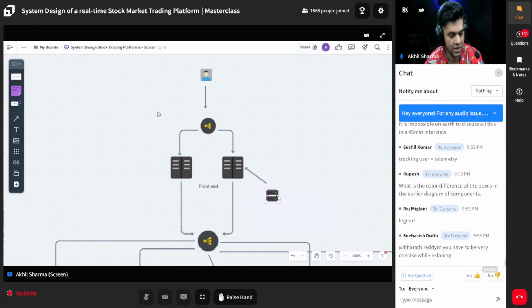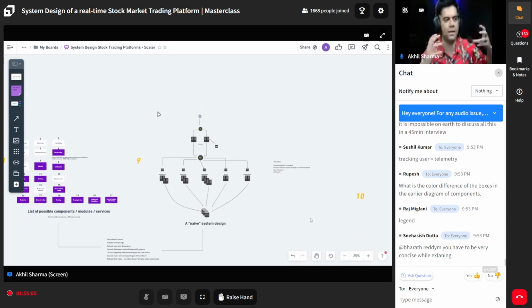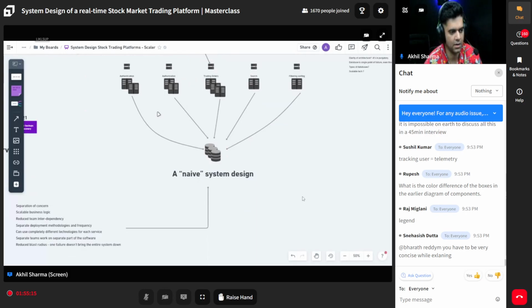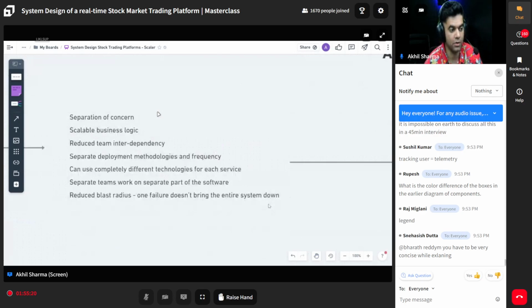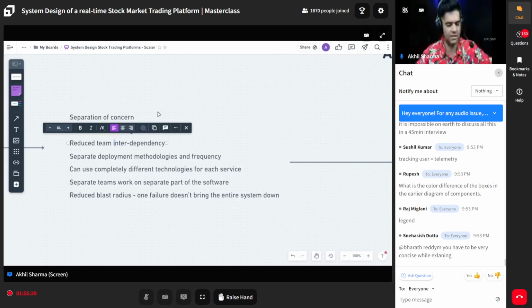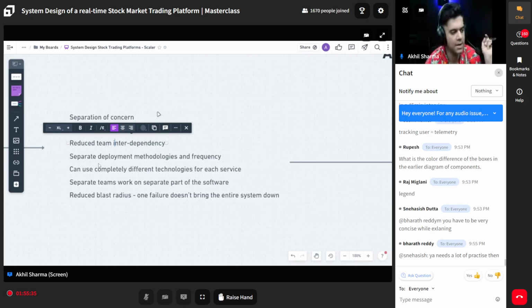Earlier, we created a system design from the perspective of someone with 0 to 6 months of experience. Now we're creating a system design from the experience of, let's say, somewhere between eight months and 1 year. This is what the system design will look like. It's, again, a naive system design, by somebody who doesn't have a lot of knowledge about system design. But he has knowledge about software engineering, because for a year he's been a software engineer. He knows SOLID principles, separation of concerns, scalable business logic. He knows that if the services are separate, you have reduced team interdependency. Separate teams can work on separate services. You know that separate deployment can happen for each of the services. And you know that you can have different technologies for each service.